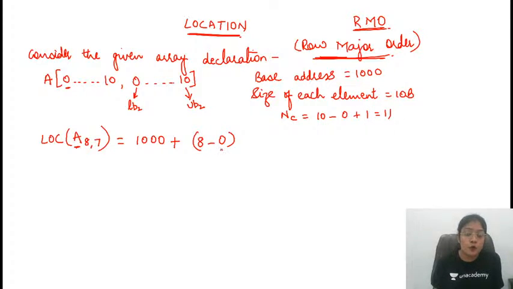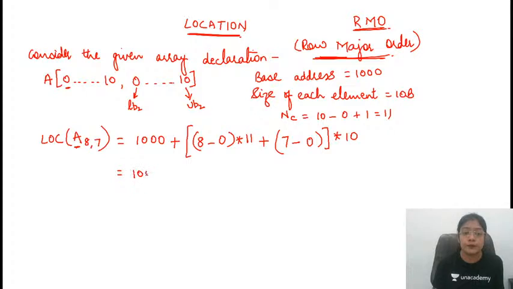So these are the number of rows that I want to skip. In each row, 11 elements are there. So these are the number of elements that I have to skip. In addition to this, I need to skip some more elements. Now the row is selected. You are at the beginning of the required row number. Now I need to select the column number. The element belongs to the 7th column, it comes out to be 7. How many elements do we need to skip? It depends on the starting column number, that is also given as 0, into the size of each element. Just simplify this. 88 plus 7 is 95, into 10 is 950. So this comes out to be 1950.